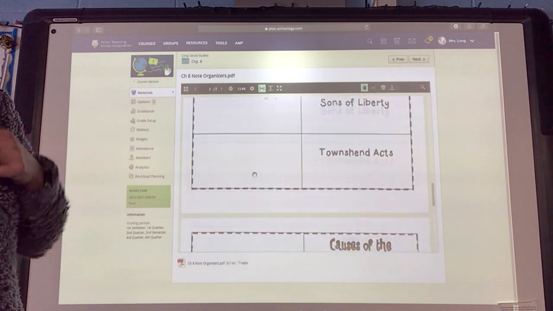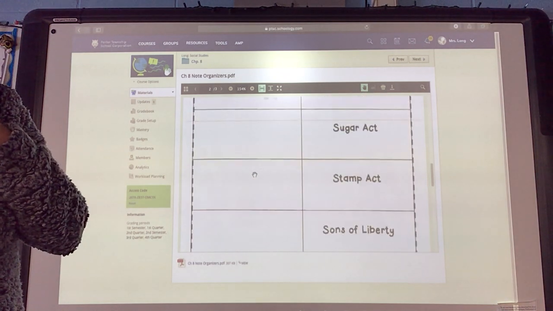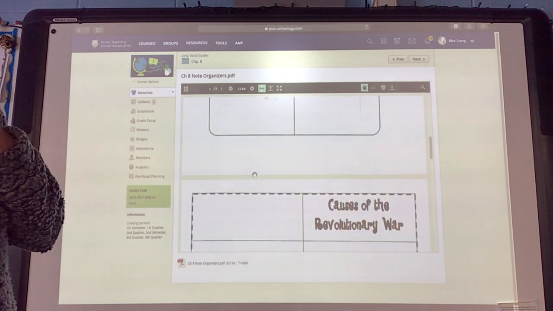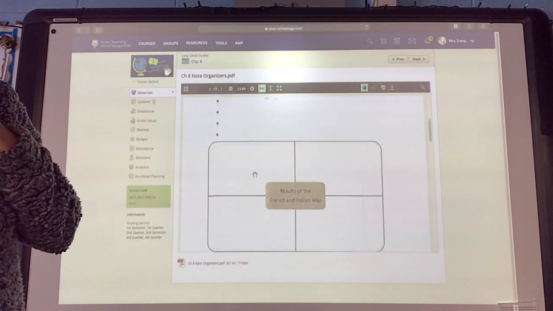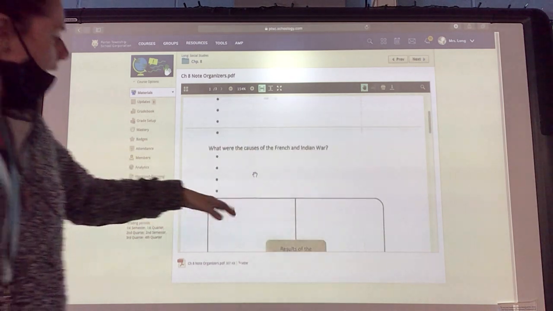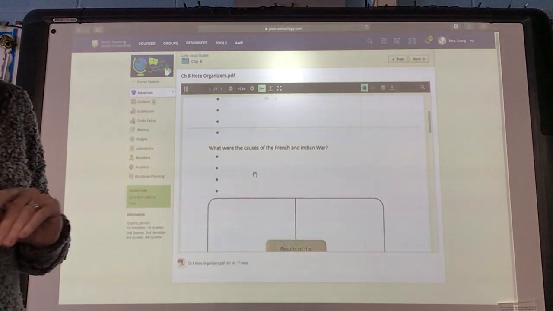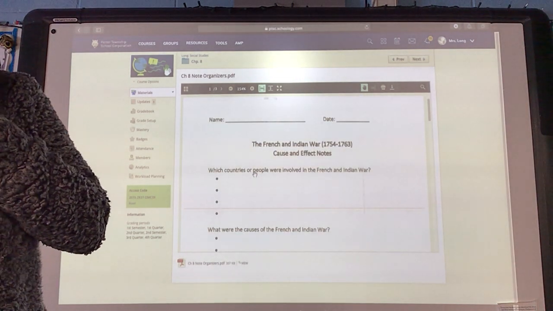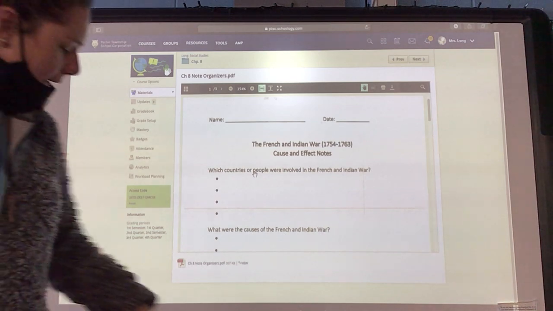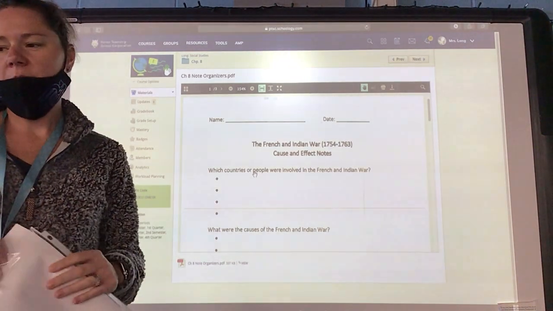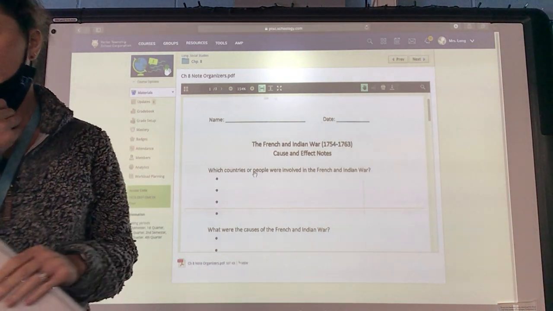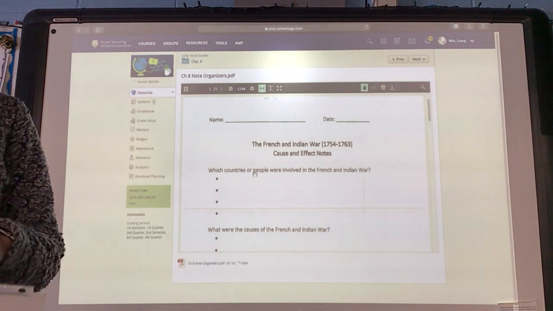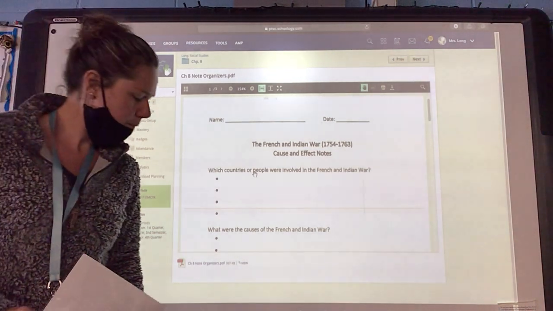We won't be able to do all of them today with Lesson 1. A lot of these we will read about in Lesson 2. Okay, some are in 3. But for today, right now, we're going to work on this first, talking about that French and Indian War, which is what Lesson 1 is mainly about. So what can you tell me about this war? It says, which countries or people were involved in the French and Indian War?